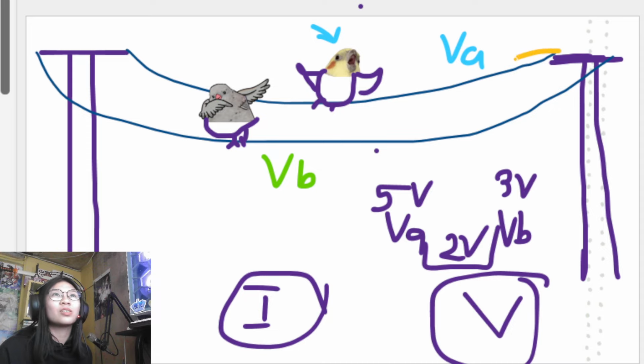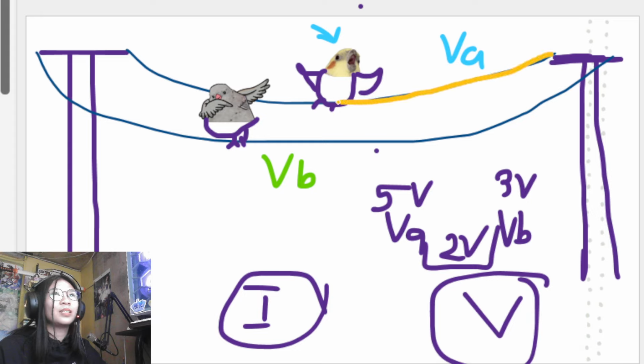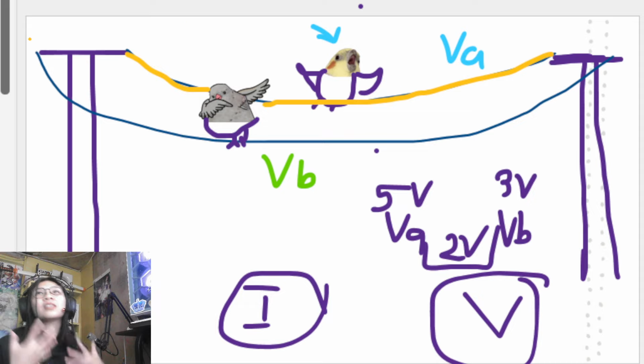So they just travel along the wire only. Thus, the bird doesn't get electrocuted, because there is no potential difference. There is no other way for the current to flow, just the wire itself.